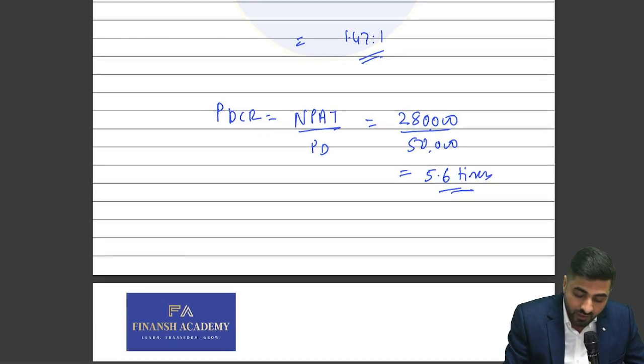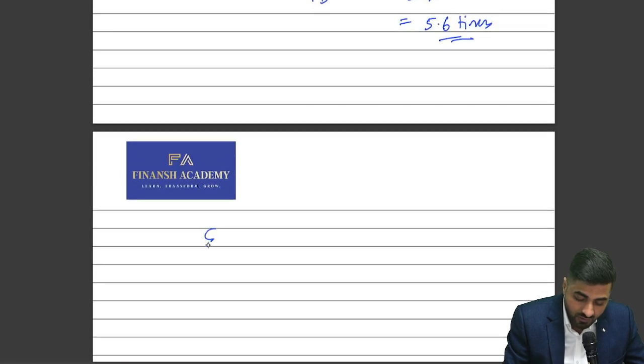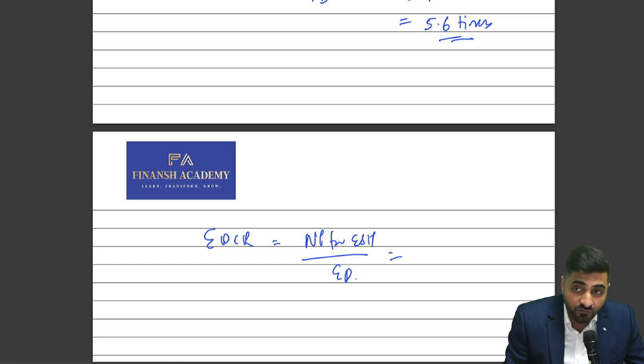Then what will be your equity dividend coverage? That should be net profit for shareholders divided by equity dividend. What's the net profit for equity shareholders? 2 lakh? I will divide that by equity dividend. What is the equity dividend? Lakh?